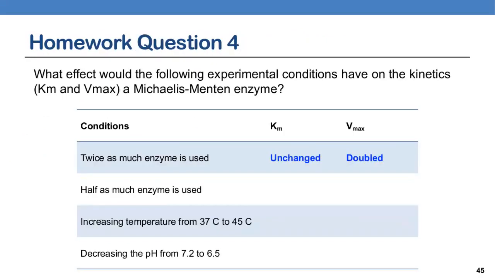All right, so if we do the inverse of that, half as much enzyme is used. What is this going to look like? Unchanged, halved. Perfect. Unchanged, halved. What happens if we instead change the temperature from 37 degrees to 45 degrees? Or these two are going to be kind of the same. We decrease the pH from 7.2 to 6.5.